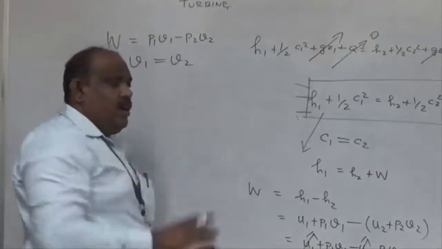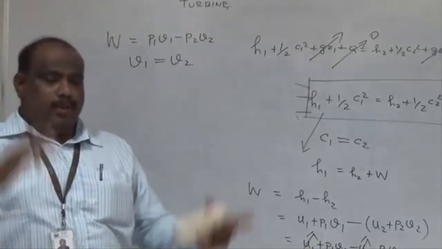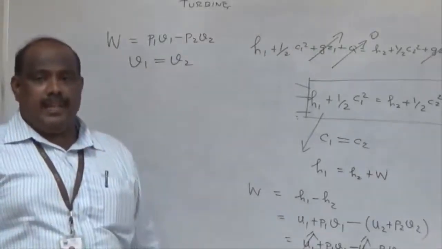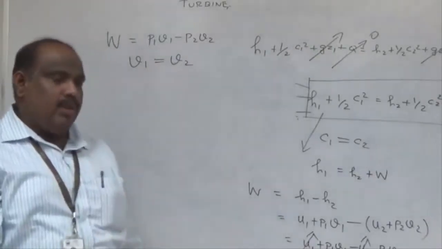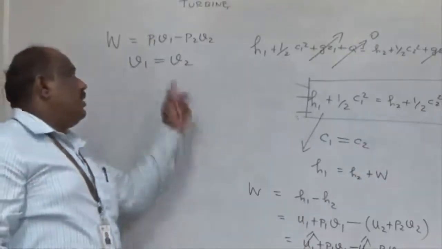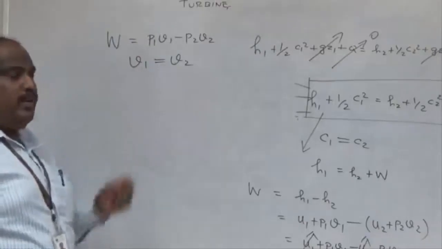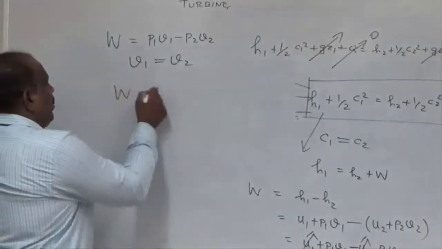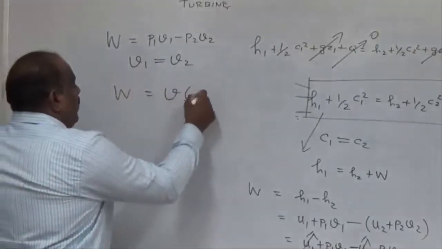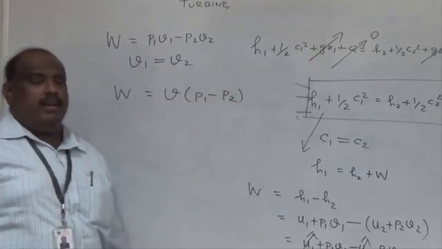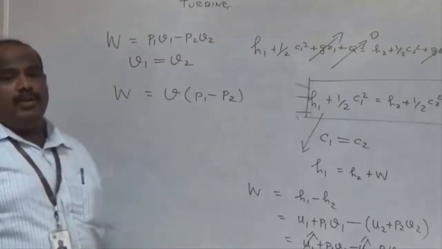If I have a 1 liter water bottle, even if I compress it, I can't reduce its volume. The volume remains the same. Even if I lift water from the ground level to the 10th floor, the volume will not change. So the specific volume will not change. So V1 will be equal to V2, which means W will be equal to V of P1 minus P2.